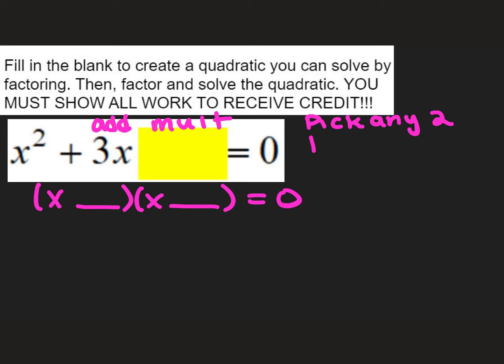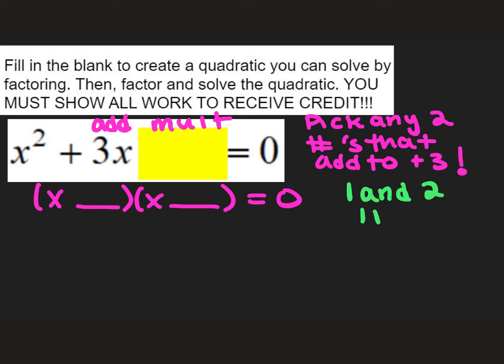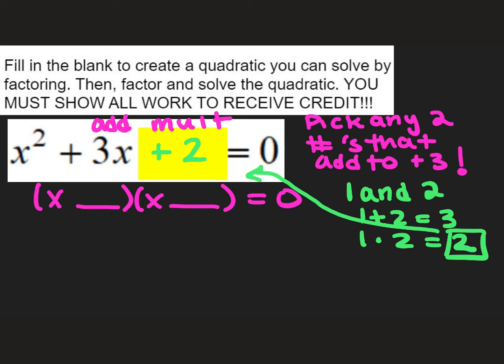Now, the way you can do this is you can pick any two numbers that add to positive 3. So if I decide to choose 1 and 2, because we know 1 plus 2 equals 3, I would have to say that 1 times 2 equals 2. So the number I would fill in would be this 2. So I would fill in plus 2, because I decided to use 1 and 2. So plus 1, plus 2.